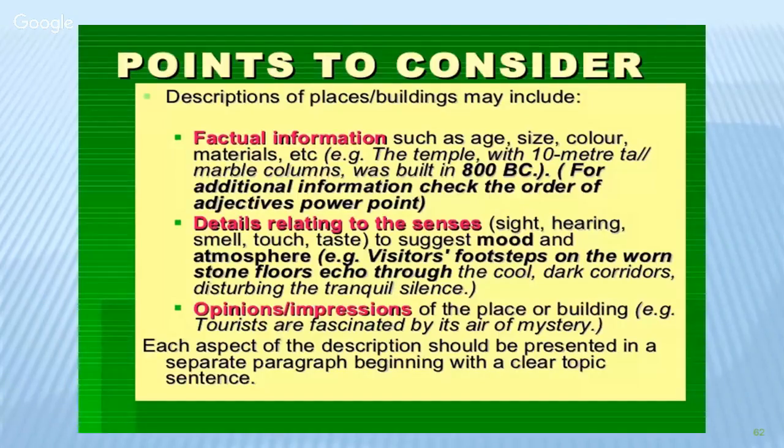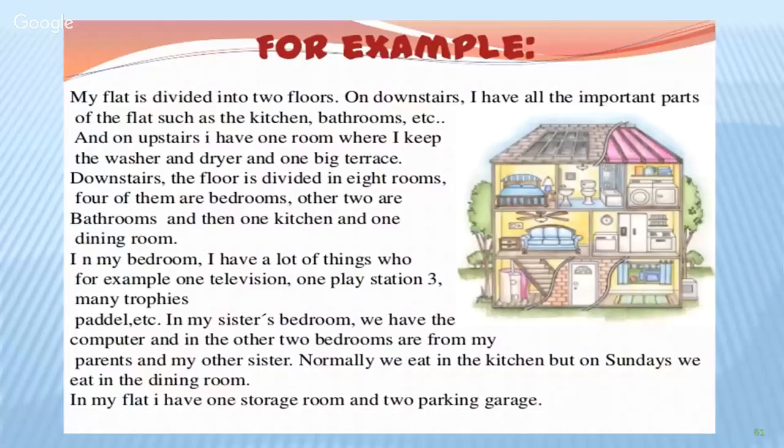Factual information such as age, size, color, materials. So why I gave you this example is, you get a certain picture about the flat or the house that you live in. It gives some information about the house or flat you live in. There are some grammatical errors. Don't worry about that, because you are not writing this. You're going to write a much better paragraph.